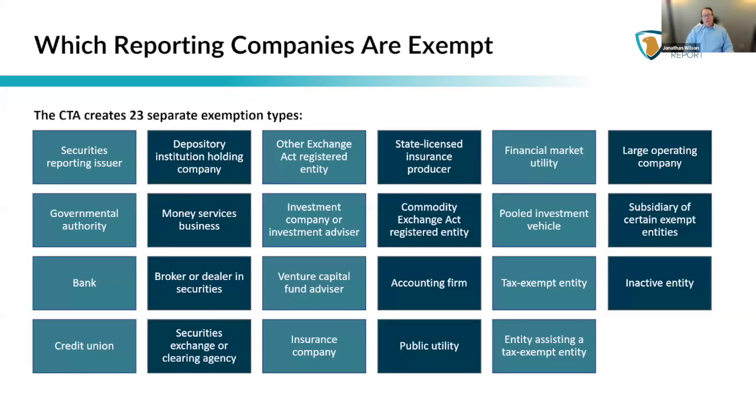Reporting companies that are not exempt need to file. There are 23 different categories of exemption. I'm not going to read these all out to you. You will need to take a look at the regulations in 31 CFR 1010.380 if you think that one of your clients might be exempt. If you are exempt, you do not need to file. You don't have to file a document claiming the exemption. If you are exempt, you do not file.